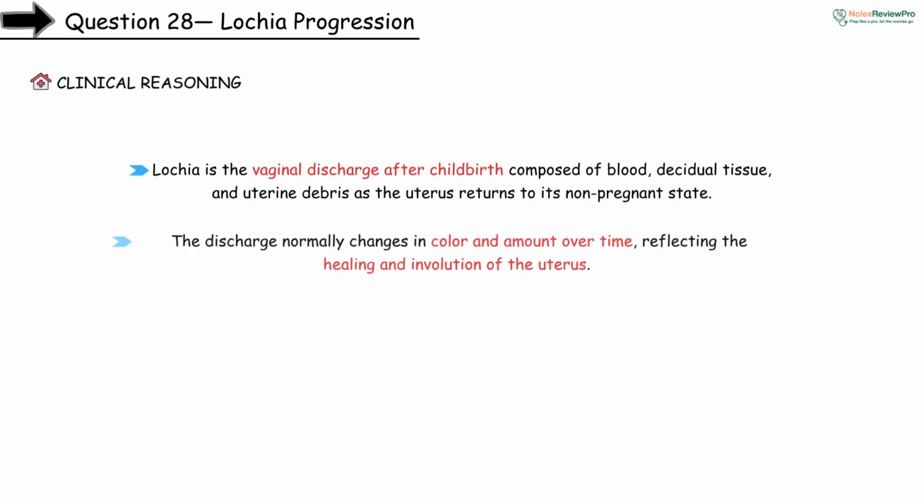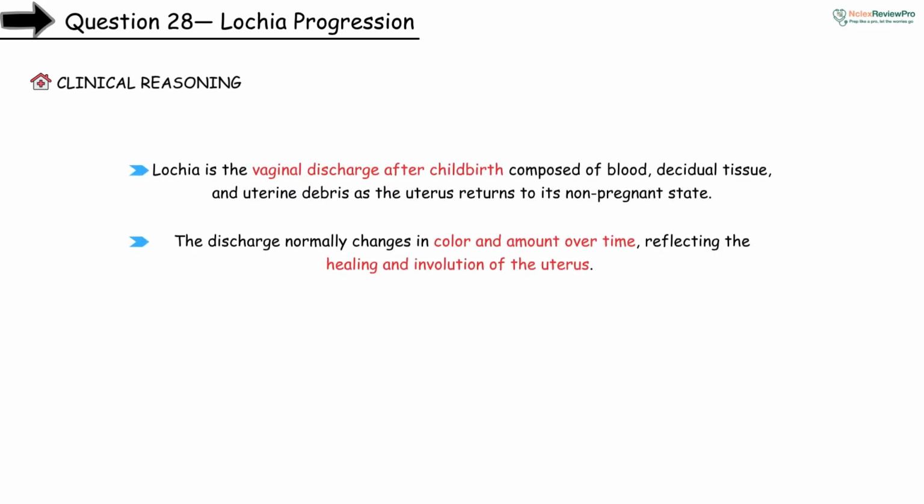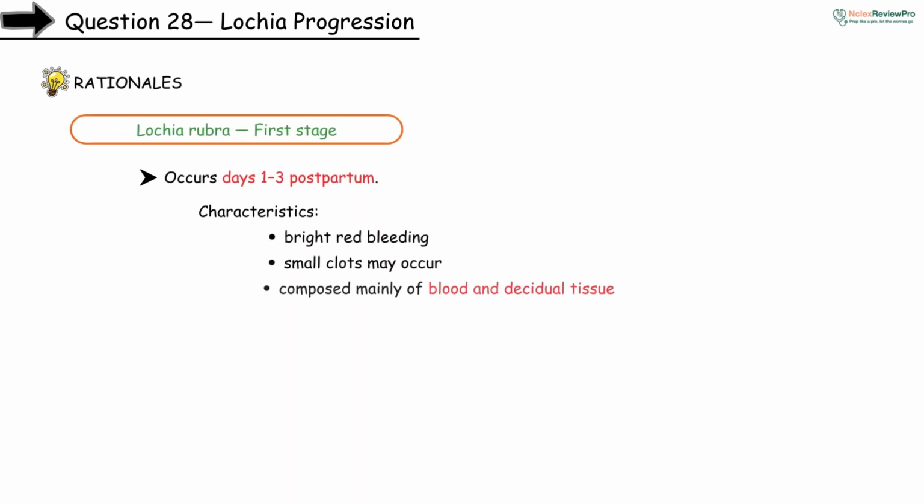Now let's break down the clinical reasoning. Lochia is the vaginal discharge after childbirth. It contains blood, tissue, and debris as the uterus heals and returns to its normal size, and it follows a very predictable progression. Let's go through each stage. Lochia rubra, first stage. This occurs in the first 1 to 3 days postpartum. It is bright red because it contains mostly blood and decidual tissue. Small clots may be present, which can be normal early on.